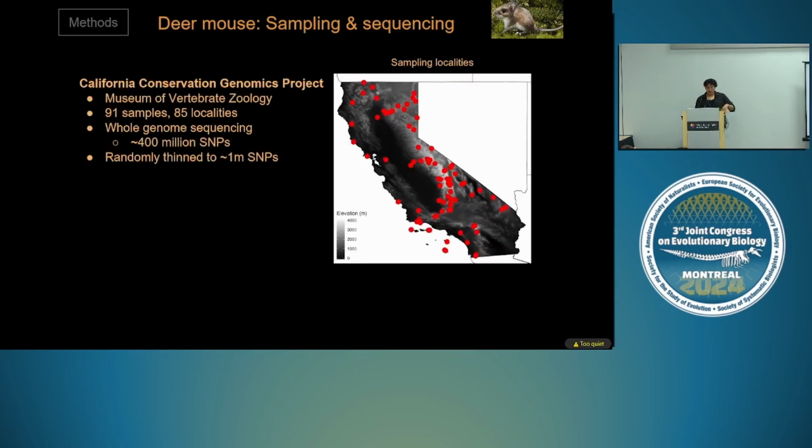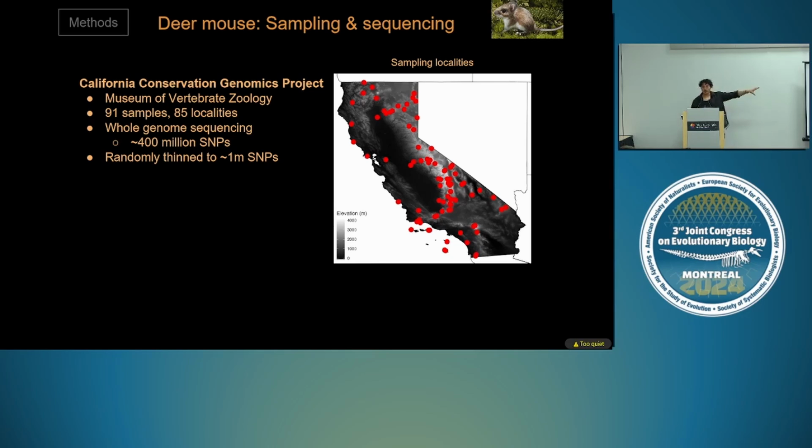And so the data that I'm using to assess the subspecies of deer mice comes from the California Conservation Genomics Project. This includes 91 samples, all taken from specimens from the Museum of Vertebrate Zoology. We've done whole genome sequencing with SNP data of over 400 million SNPs, but for the results I'm showing today, I've thinned that down to just 1 million SNPs to make it manageable for a computer. Again, we have samples from the mainland as well as from the Channel Islands.